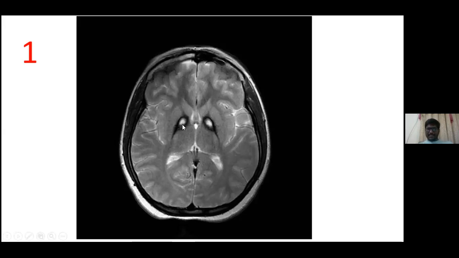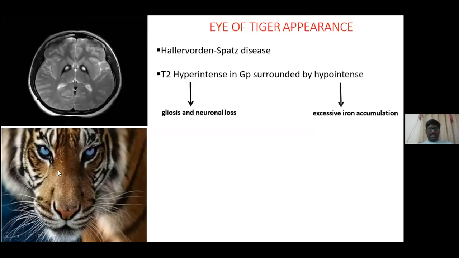This is the globus pallidus region. You see the hyperintense area, which is surrounded by the hypointense area. This hyperintensity is because of the gliosis, and the hypointensity is because of the abnormal iron accumulation. So this is classic of Hallervorden-Spatz disease. This is nothing but the eye of tiger appearance. You can see the image here. The classic hyperintense lesion surrounded by a hypointense area. I'm repeating this three to four times because these are rare diseases, and I want the students to memorize and also appreciate the various pathological features.